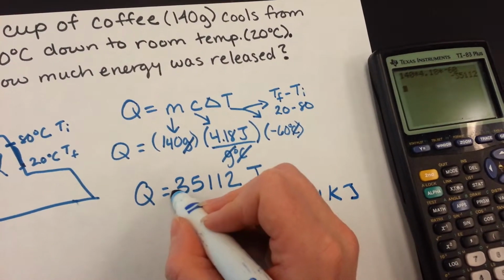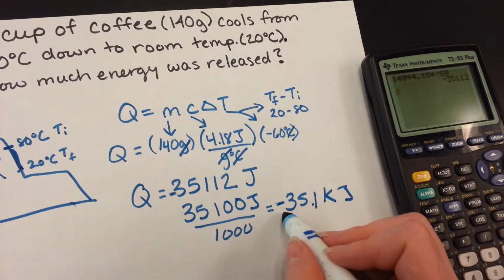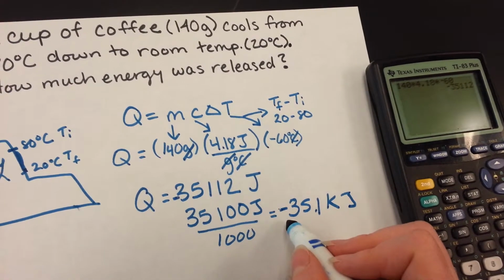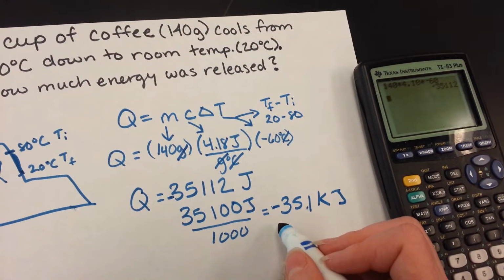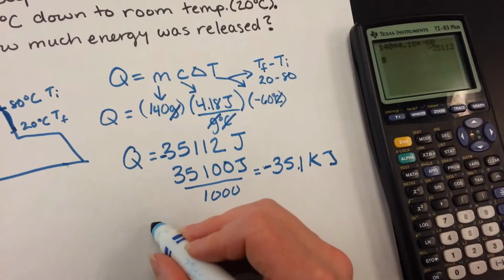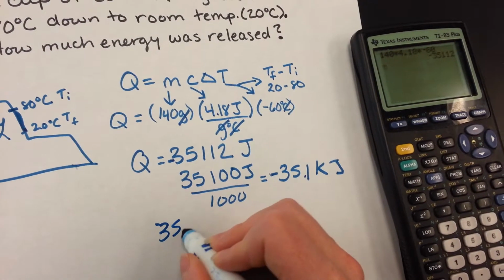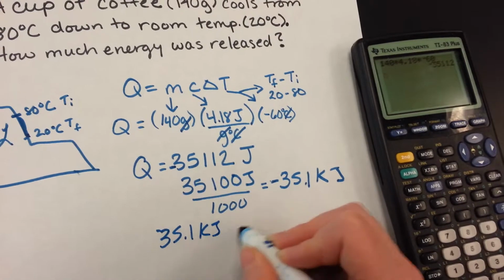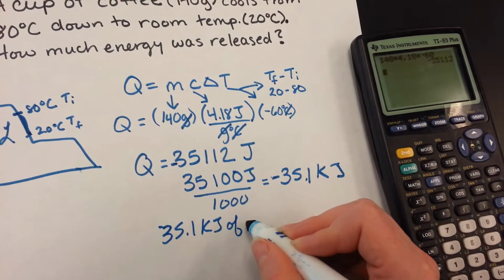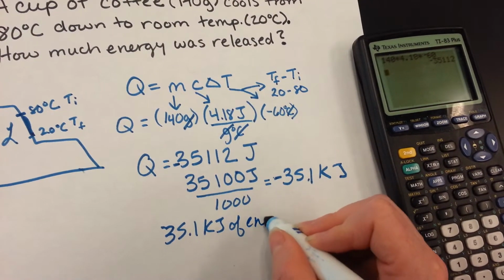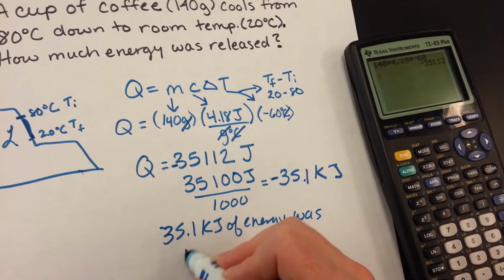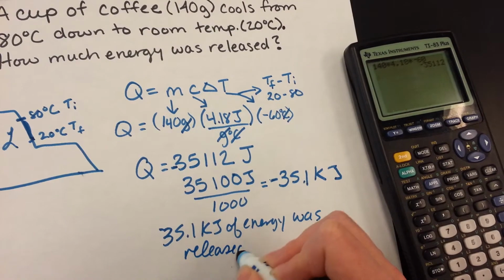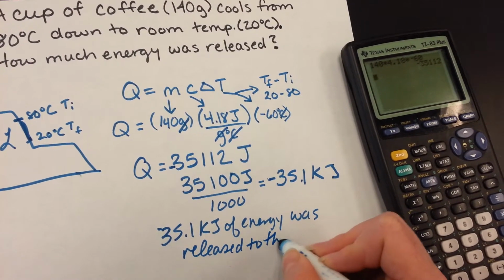Negative kilojoules. Now remember, this negative means that the energy was lost from the coffee, and that is true. It's not a negative number as in a negative number on the number line, it means lost. So you could say 35.1 kilojoules of energy was released to the surroundings.